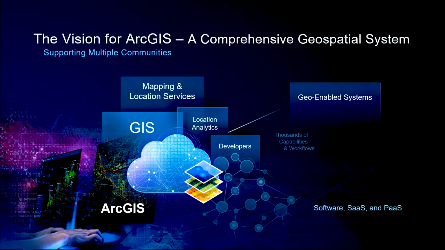ArcGIS is a comprehensive geospatial system that supports multiple communities. Our goal is to serve the GIS community, as well as the growing need for mapping and location services, as well as for location analytics. ArcGIS also serves the developer community via its comprehensive APIs and SDKs, and of course, the services and runtimes. Geoenabled Systems deliver independent and focused solutions in areas like urban planning.